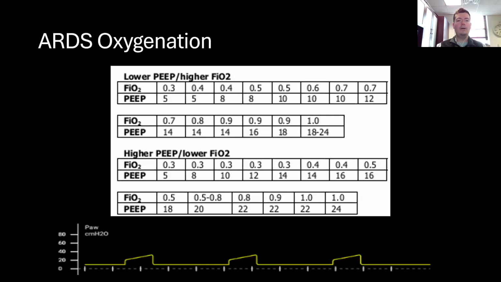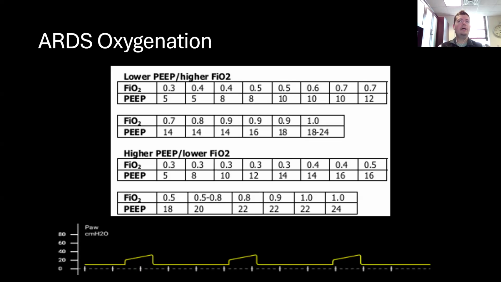So first, we'll talk about oxygenation in an ARDS patient. And so like I already mentioned, these patients have a lung injury that can cause severe hypoxia. And these patients, bear in mind, they may be challenging to oxygenate despite your very best efforts and the most optimal ventilatory care.